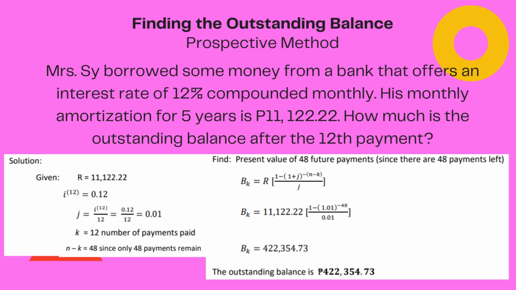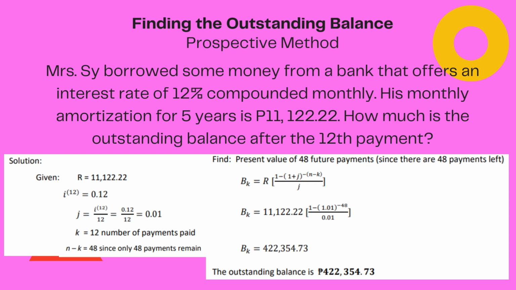payments. So now let's find the present value for that 48 months nga wala pa nabayaran. So we have here the formula B sub K equals R, open and close bracket, 1 minus, open and close parentheses, 1 plus j raised to the power of negative (N minus K), over j. So let's just substitute the values for this formula. So we have R, which is our monthly amortization, 11,122.22 pesos.